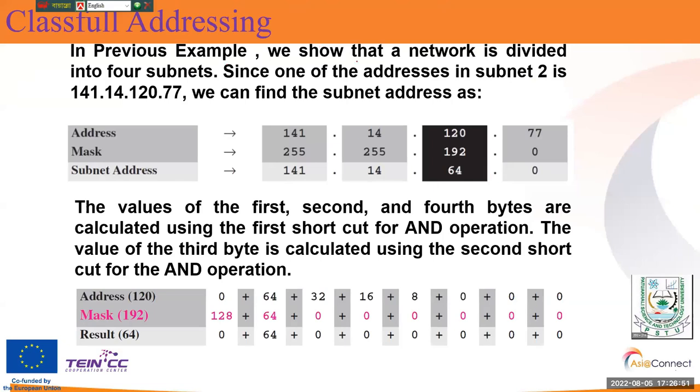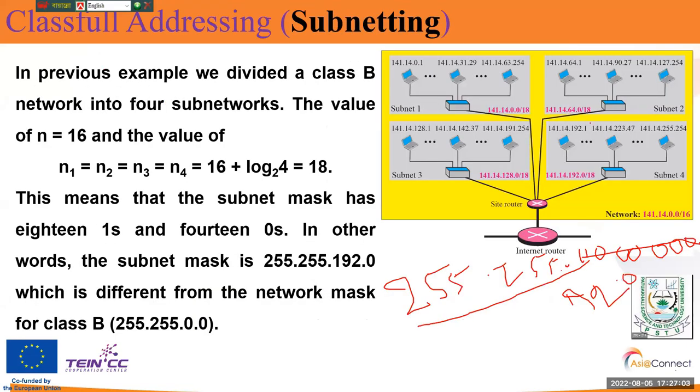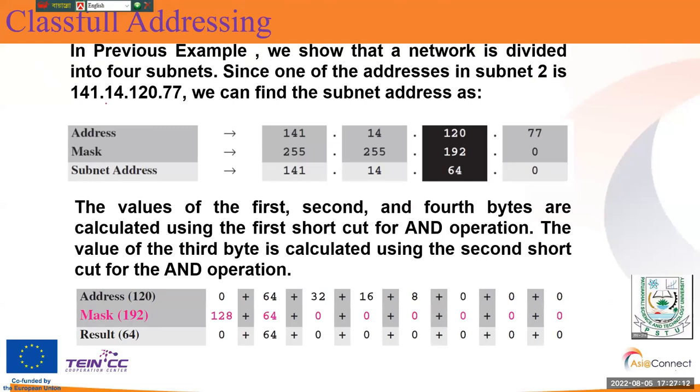In the previous example, we showed that a network is divided into four subnets. One of the addresses in subnet two is 141.14.120.77. You can see that the subnet from this network is 141.14.64.0, and from this network one address is 141.14.120.77. How can we find the subnetwork address?